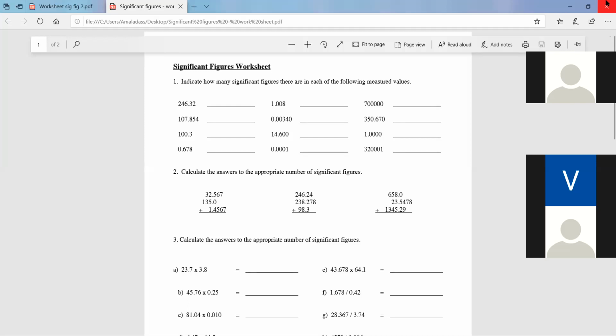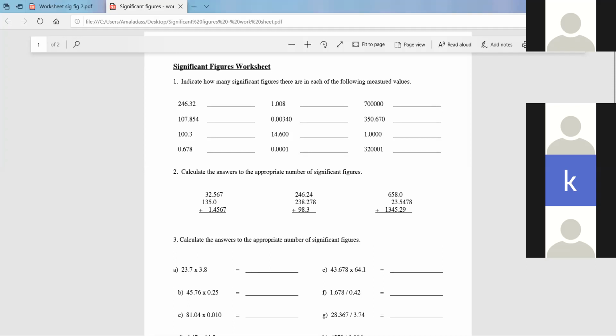135.0. So the answer should be represented in 1 decimal place, right? Clear? So what is the answer now? Because the answer should be 1 decimal place. 169, is there any decimal place?